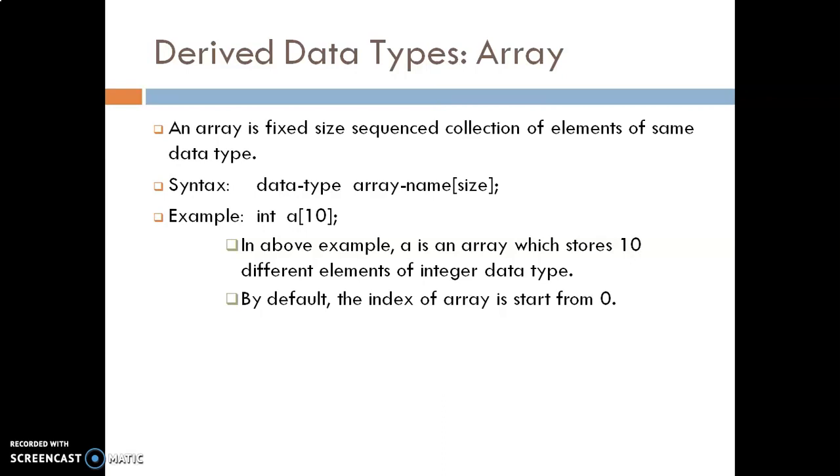Derived data types: another example is the array. In C also you have learned about the array. Here the size of the array is 10, the name of the array is small a, and the data type is int. Yes, this is one of the examples of an array. The syntax is data type, array name and size. The same structure we follow for the example, int a[10]. The size of the array is 10 and the array always starts from 0. Indexing always starts from 0.